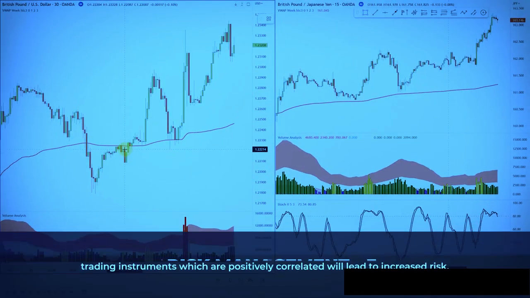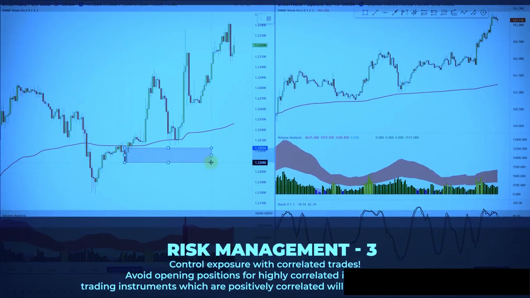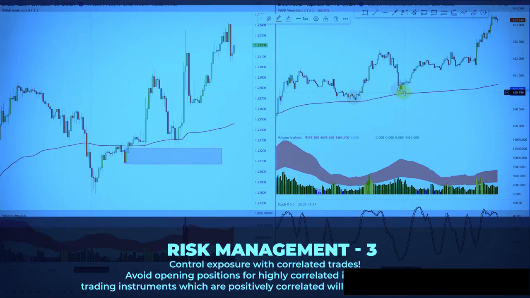Another tricky component to risk management is the ability to control exposure with correlated trades. When it comes to money and risk management, this means that trading instruments which are positively correlated will lead to increased risk. Let's say you trade Forex.